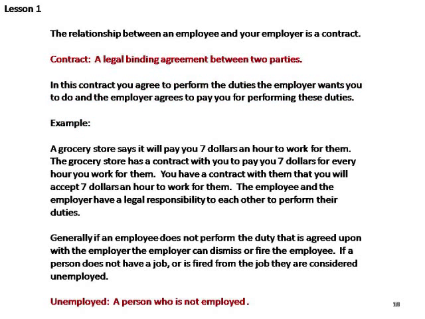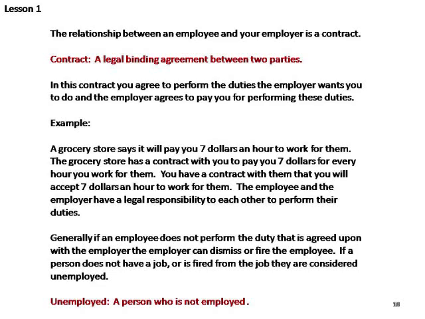The relationship between an employee and an employer is a contract. A contract is a legally binding agreement between two parties. In this contract, you agree to perform the duties the employer wants you to do, and the employer agrees to pay you for performing these duties. Read the example below of a contract between an employer and employee.